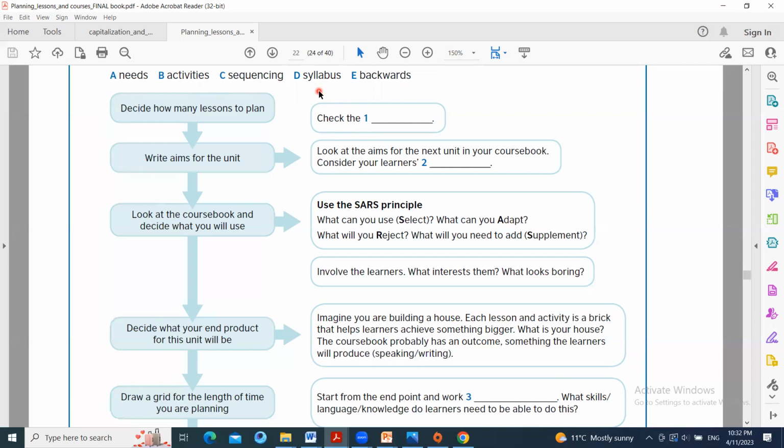Number 2. Write aims for the unit. Write aims for the units, and you know how to make aims. Look at the aims for the next unit in your course book and consider your learners what? Your learners' needs. Your learners' needs. All right.